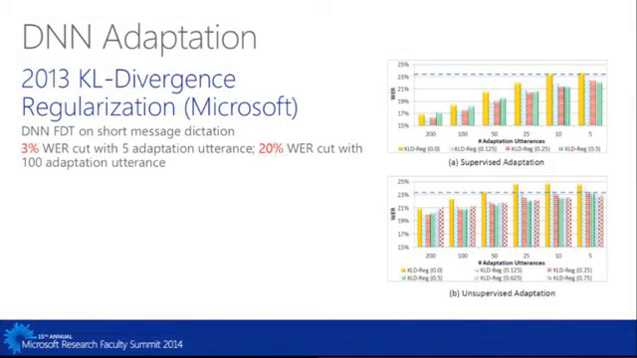One criticism of the neural network systems is that it's difficult to do adaptation, and the adaptation quality is bad. And in 2013, we actually showed that at least for some tasks, adaptation can be very effective. For example, in this case, we proposed a KL divergence regularized approach to the adaptation, and we achieved 3 to 20% relative error rate reduction on this short message dictation task, depending on how many utterances you have for the adaptation.